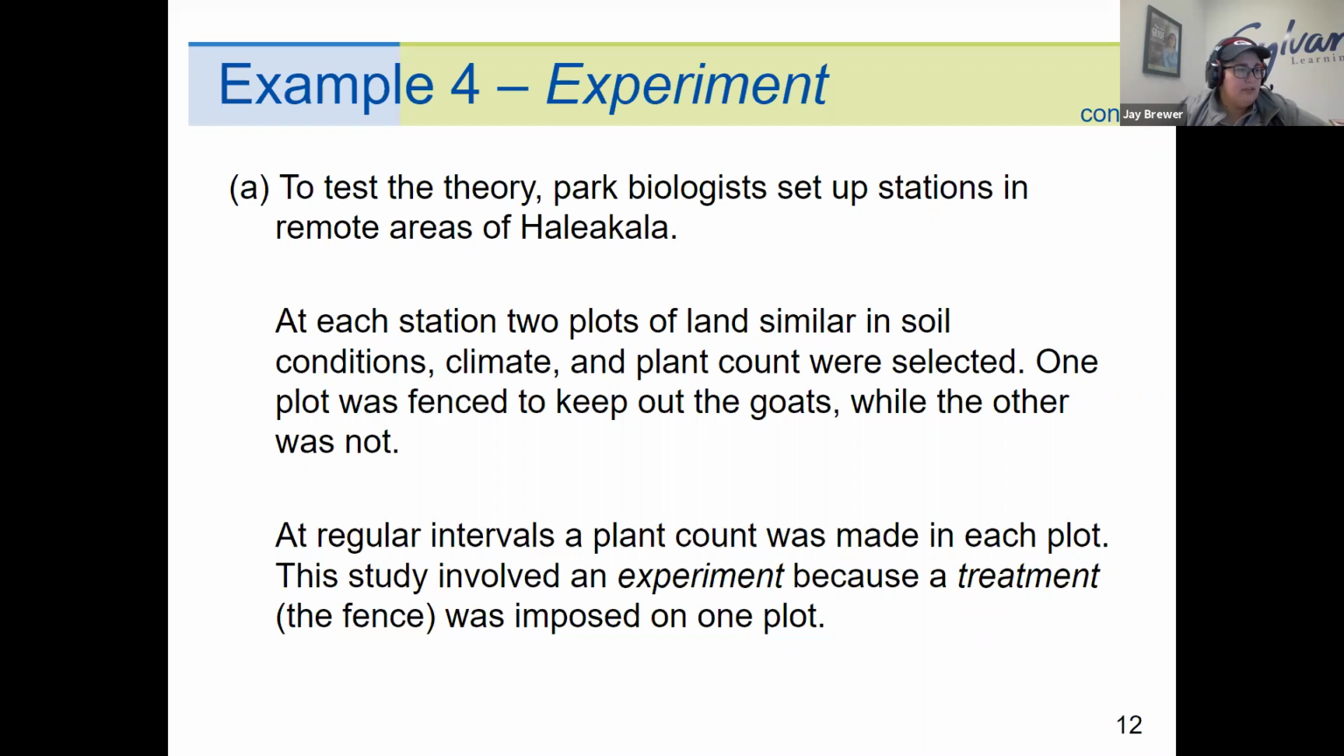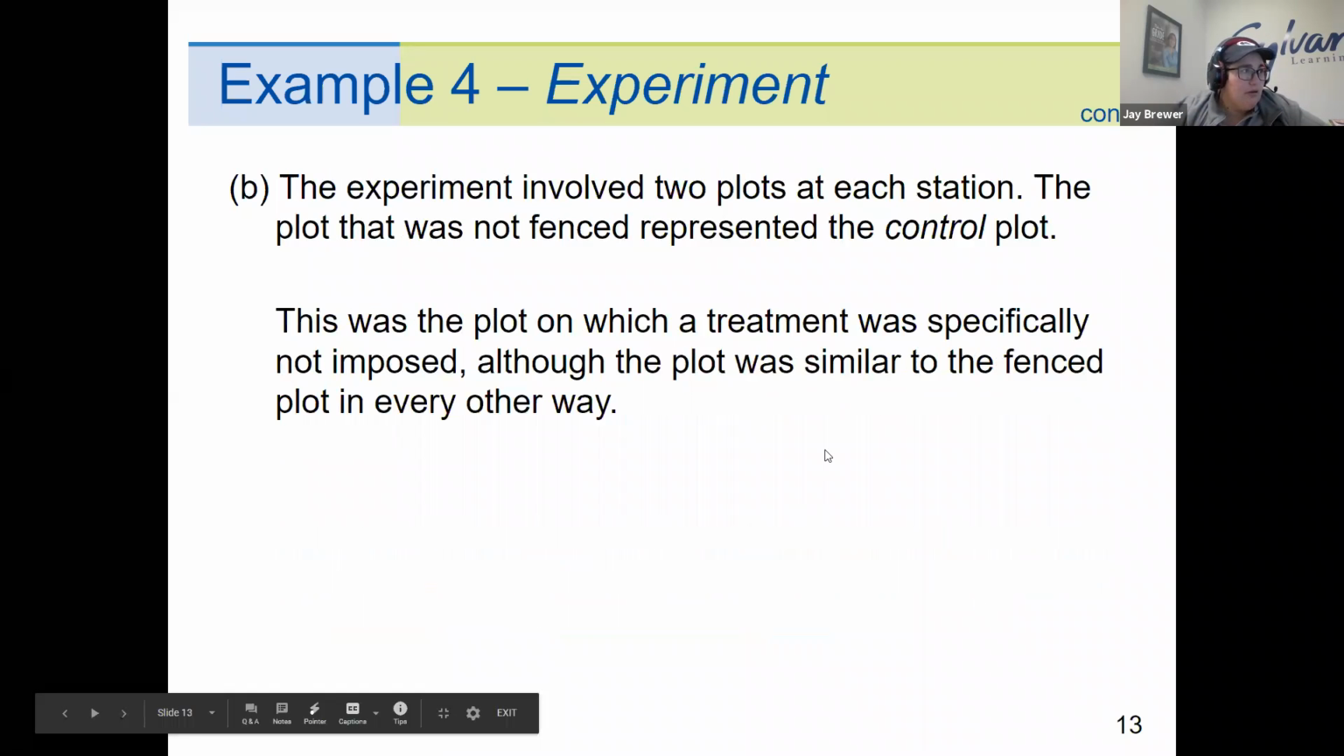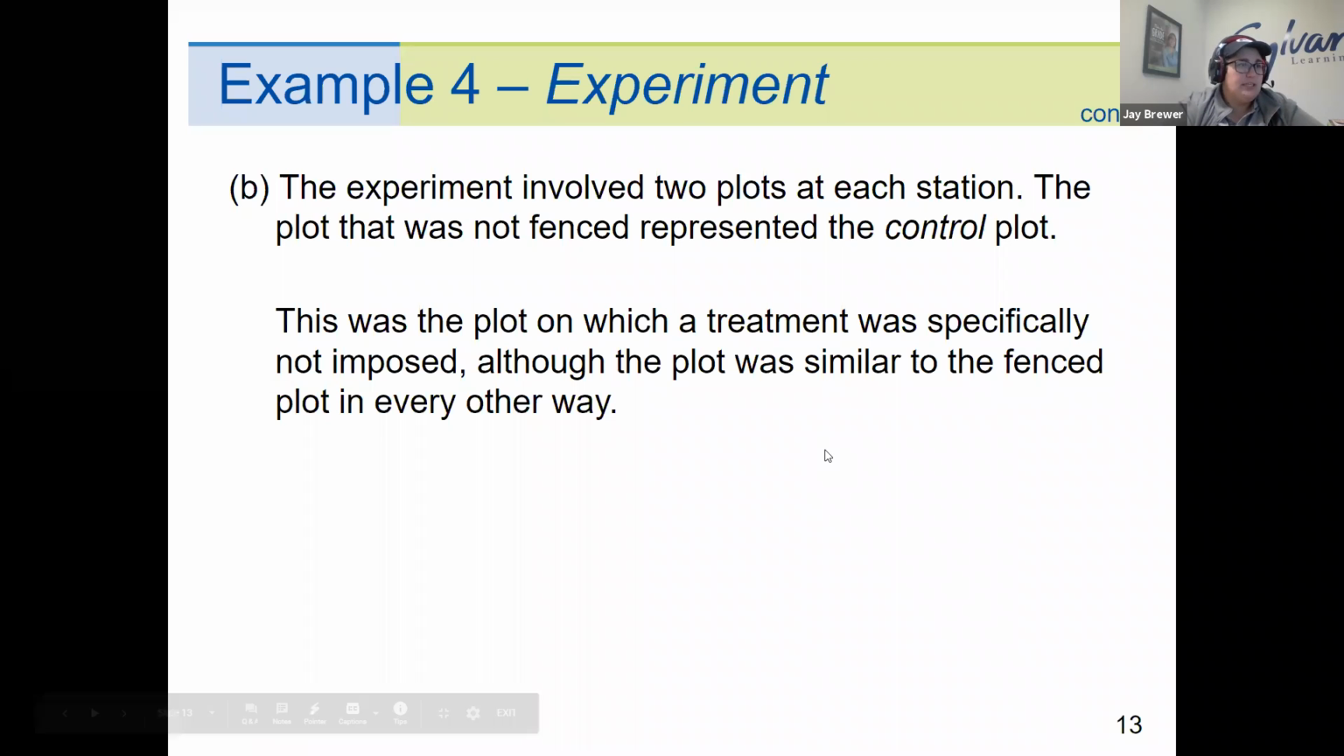This study involved an experiment because a treatment, aka the fence, was imposed on the one plot. The experiment involved 2 plots at each station. The plot that was not fenced represented the control plot. This was the plot on which a treatment was specifically not imposed, although the plot was similar to the fenced plot in every other way. Okay, so do we kind of see that we cannot make any more than one change?